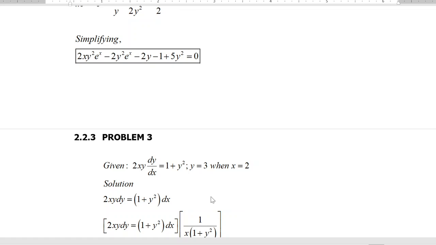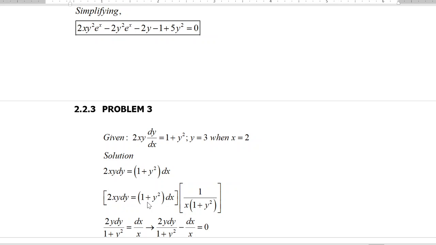And then, we will multiply or divide pala. Magmumultiply tayo ng 1 over kung ano yung kasama ng dy. So, for the left side, 2xy dy, ang kasama is x. Actually, pwede mong isama si 2, pwede mo rin hindi isama si 2. Okay lang. Pero for this, hindi natin sinama si 2. So, 1 over x. And then, 1 over y squared dx.